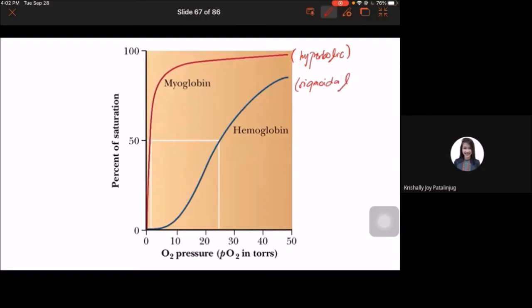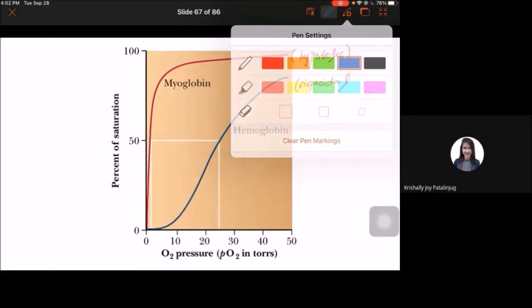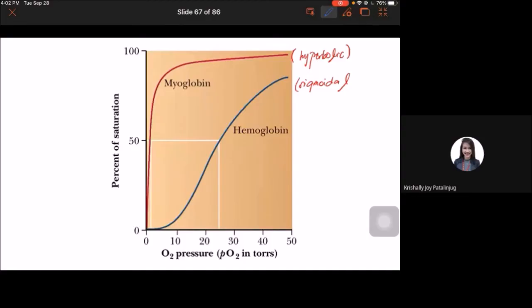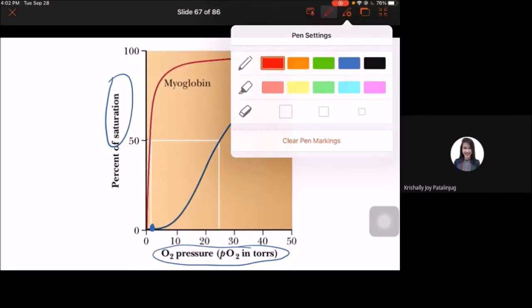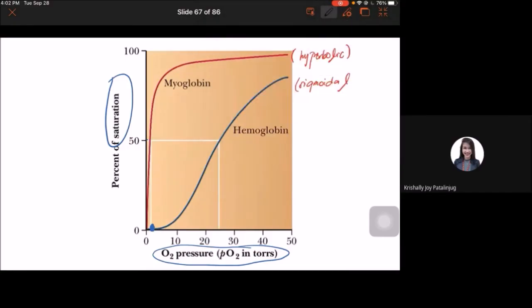Sigmoidal shape. Tingnan ulit para ma-reinforce, kasi repetition is learning. Sige. So, ulit, oxygen pressure yung nasa baba, saturation yung nasa y-axis. At very low pressure, low pressure, kumusta yung myoglobin? Yung saturation ng myoglobin, tingnan. Ayan. Na-attain na niya yung 50% saturation.